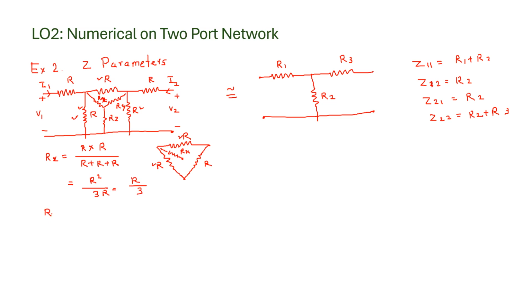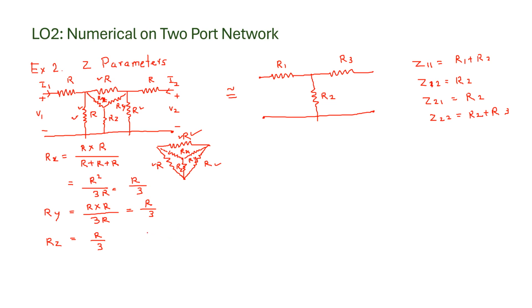Similarly, what will be the value of Ry? This is what we are taking as Ry over here. So Ry is equal to this resistor into this resistor, so R into R divided by the sum of three resistors. So it is 3R. So this is again equal to R by 3. Similarly, your Rz will also be R by 3.